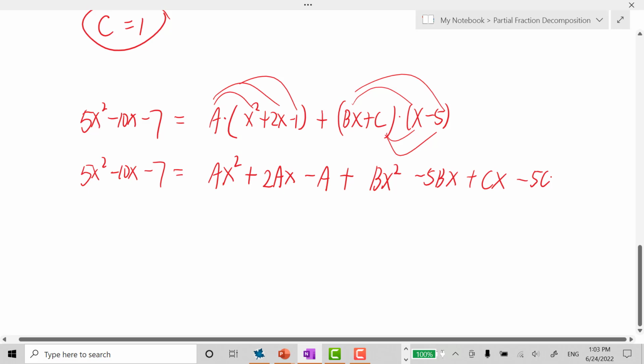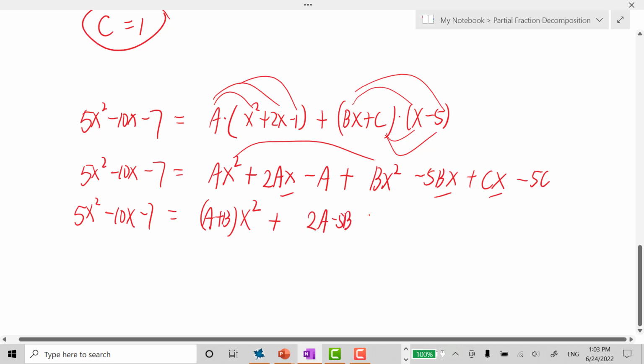Okay. Now let's combine the like terms. Put the like terms together. Ax squared and then bx squared, they are like terms. So factor out x squared, we get a plus b x squared. And then we're going to put the linear terms together. This one linear term, linear term, linear term. Okay, so again, factor out the x, we get 2a minus 5b adding c, times x. And then the constant term, only 2 constant terms, minus a minus 5c.